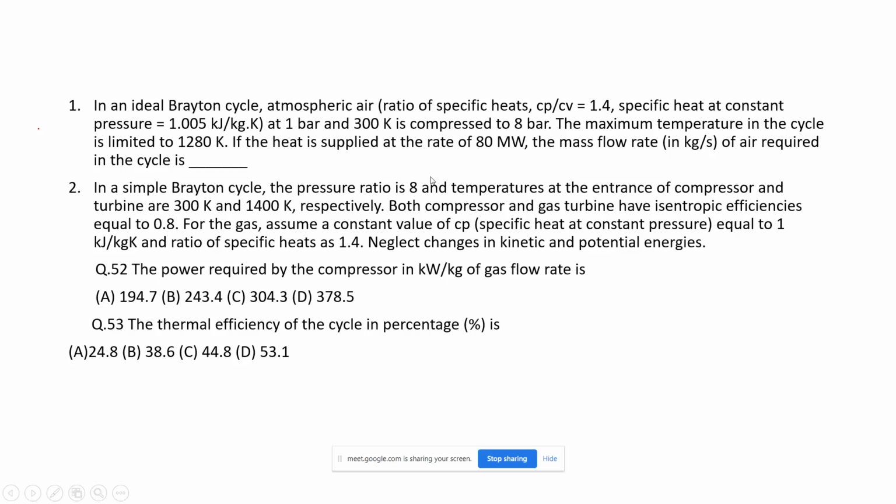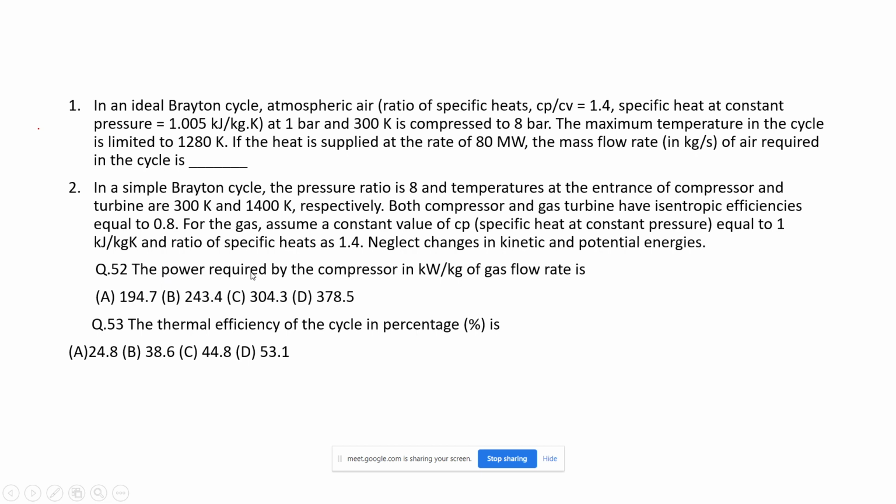In this question, they have mentioned that in a simple Brayton cycle, the pressure ratio, that is rp, they have given 8, and the temperatures at the entrance of the compressor, that is T1, and the turbine, T3, are 300 and 1400 Kelvin respectively. Both compressor and gas turbine have isentropic efficiency equal to 0.8. For the gas, assume a constant value of Cp equal to 1 kilojoule per kg Kelvin, and ratio of specific heats, gamma, 1.4. Neglect changes in kinetic energy and all those things.